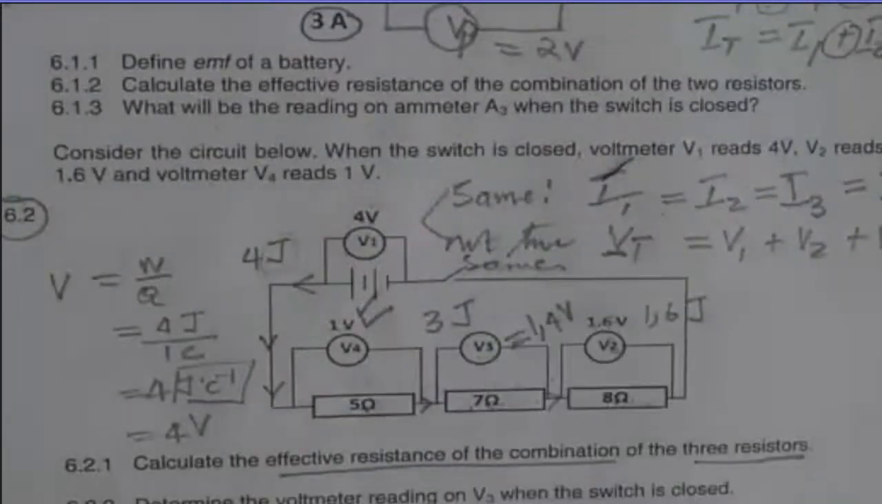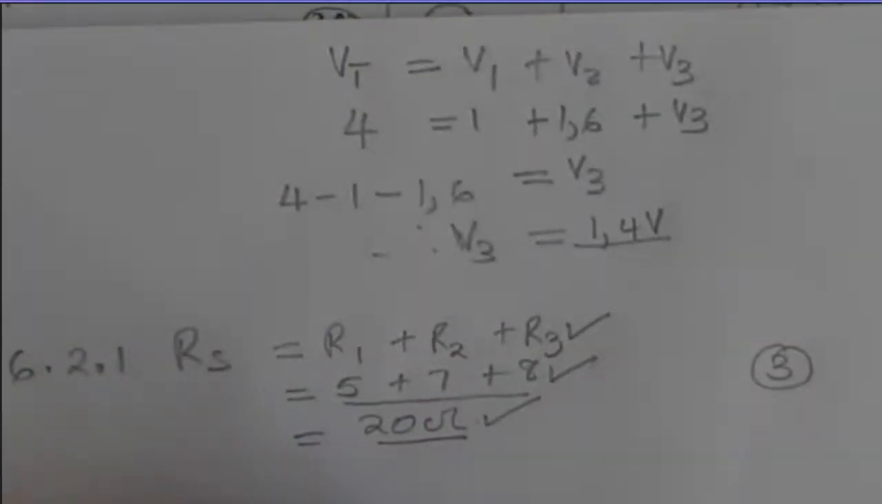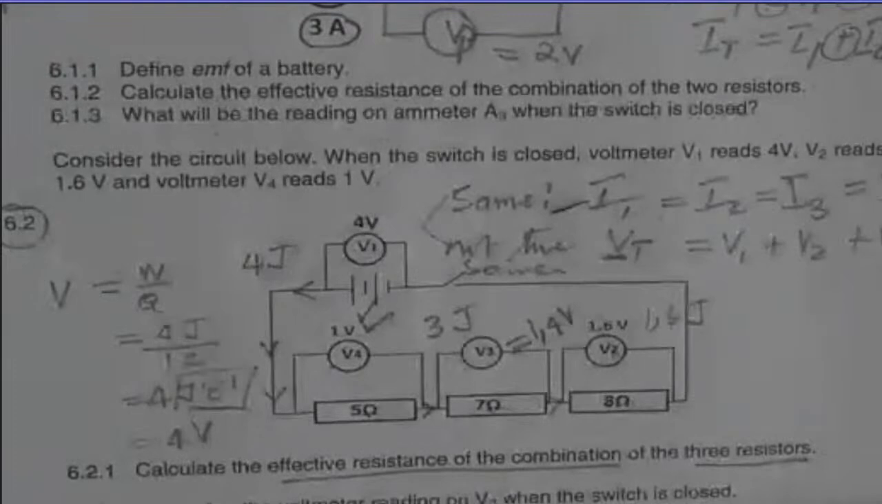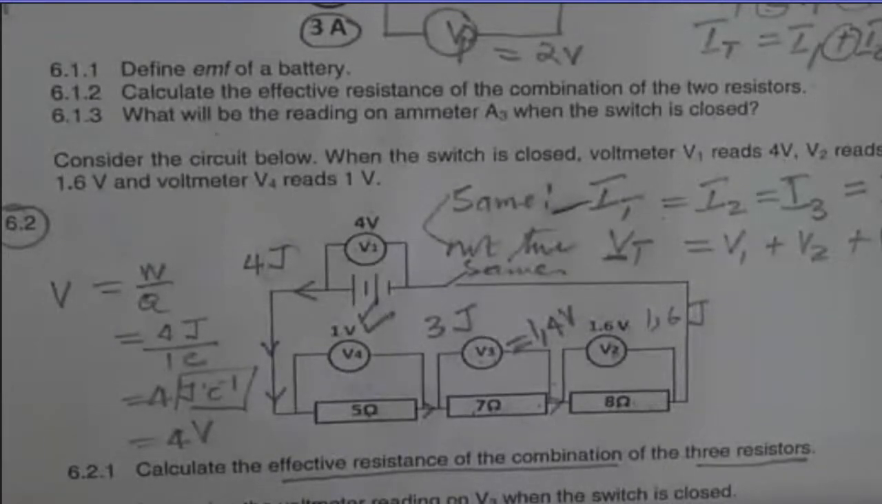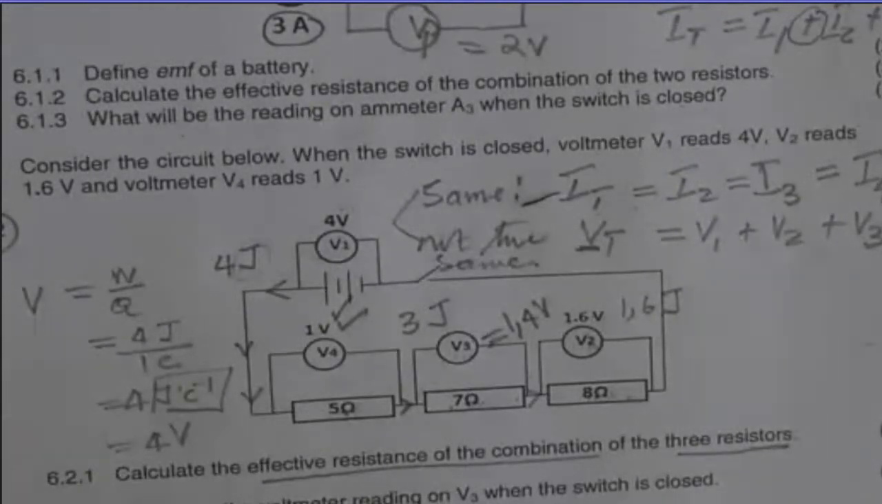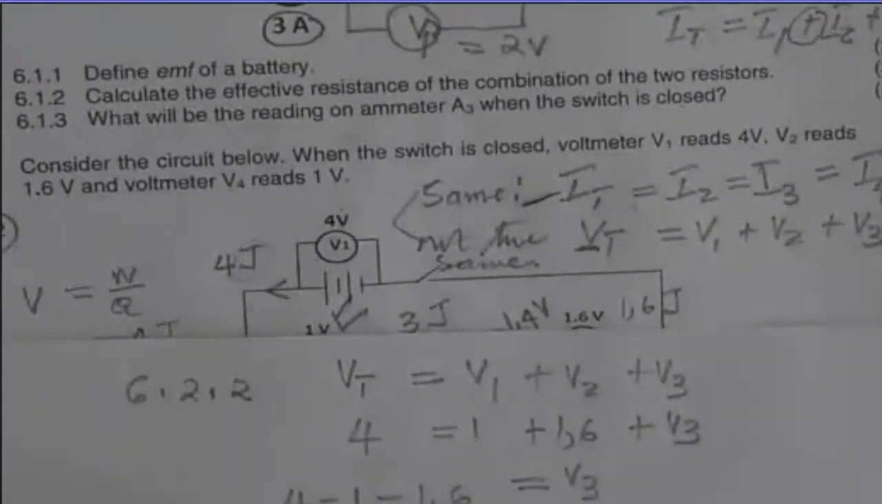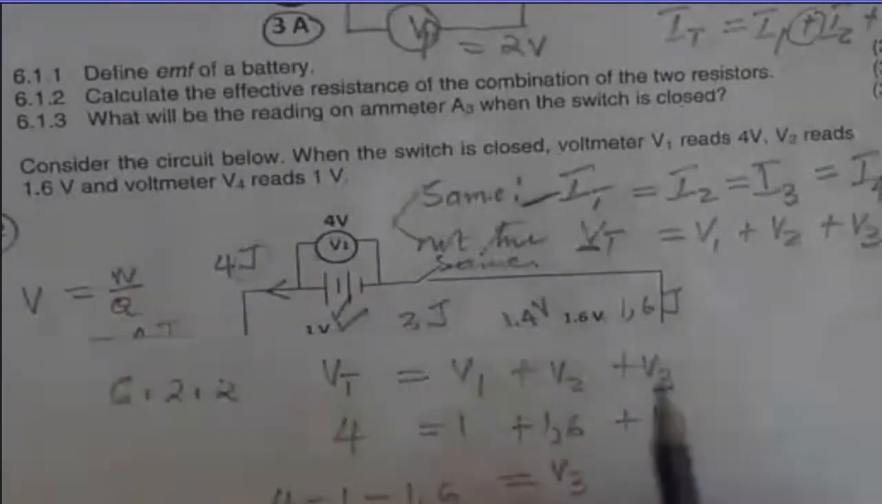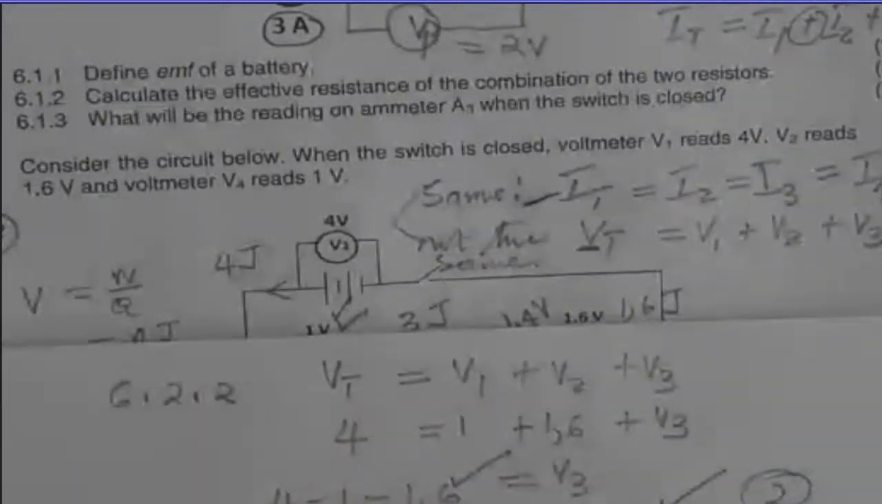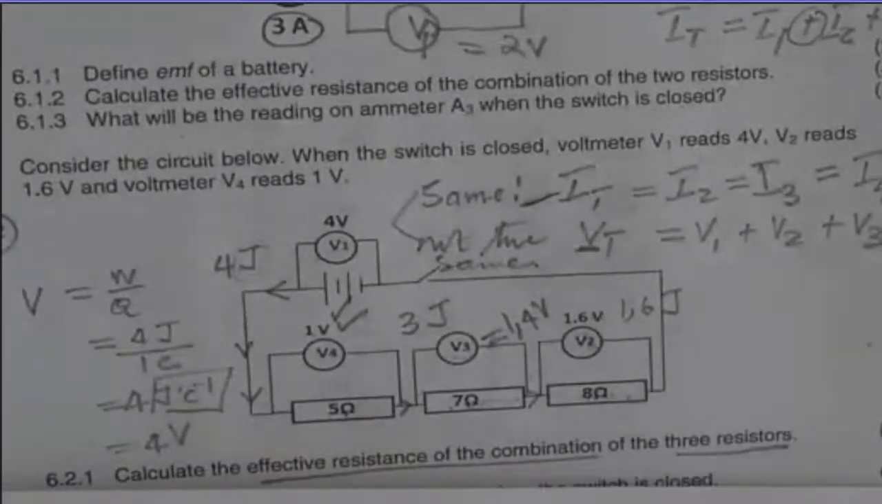So now 6.2.2. I think it's already been calculated. Let me not repeat what I've already done there. So this is 6.2.2. It will be the formula V total is equal to V1 plus V2 plus V3. So now, just to have this combination and also the final one, which is 1.4 volt, that will be 2 marks for that one. So that one was already calculated.